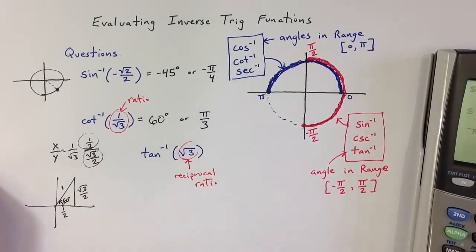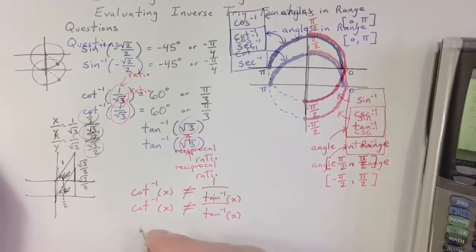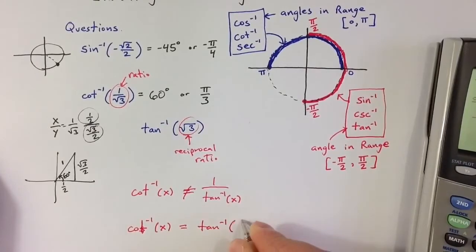So you have to be a little bit careful, and the word of caution that I'm trying to encourage here is that it's not true to say that inverse cotangent is equal to 1 over inverse tangent. Right? That is not the case. What is true is that inverse cotangent of x is equal to inverse tangent of 1 over x.